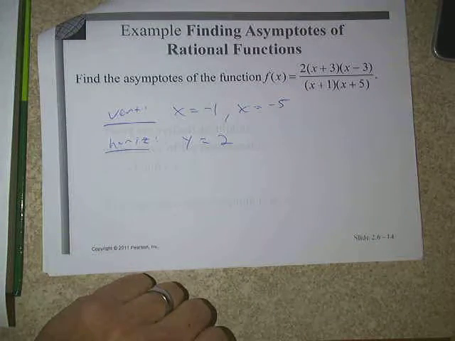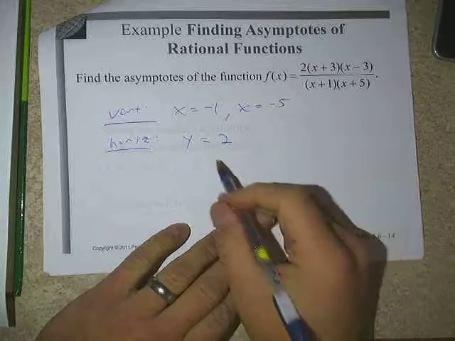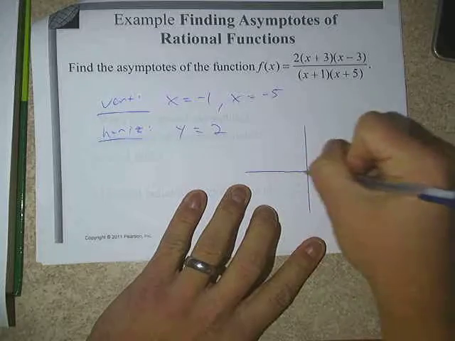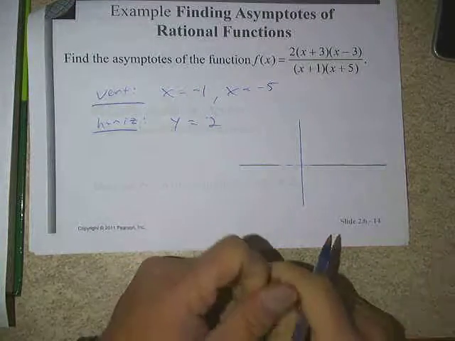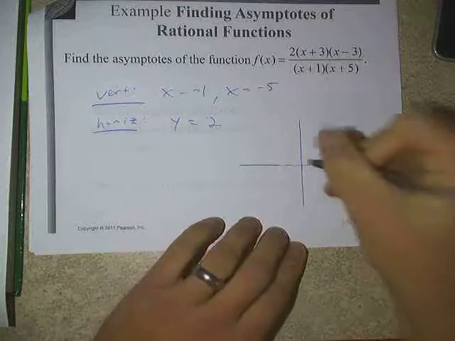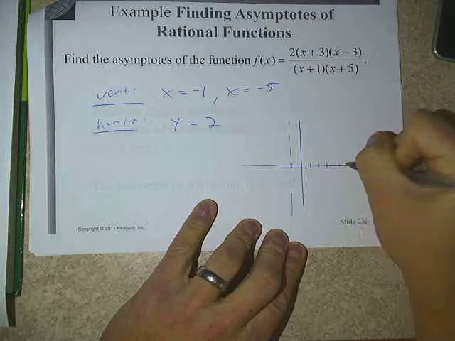So if I were to expand this and then multiply it by 2, wouldn't this be the leading coefficient of the top? And if I were to expand this, wouldn't the leading coefficient be 1? And therefore, what would my other asymptote be? 2. Got 2 on top, 1 on the bottom. 2 over 1 is 2.